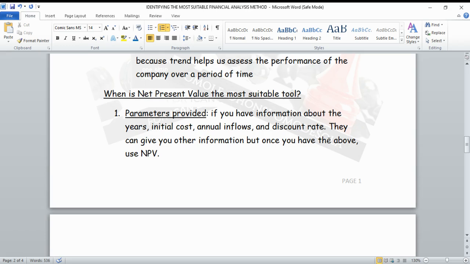Aside from that, now you're seeing discount rate, and you're also seeing other information like initial costs, annual cash flows, annual inflows, probably working capital, scrap value, all that. You definitely know this is net present value. So the parameters given actually help you know if it's net present value or not. Once you see discount rate, calm down first, don't jump into conclusions, but you definitely know this one is net present value.